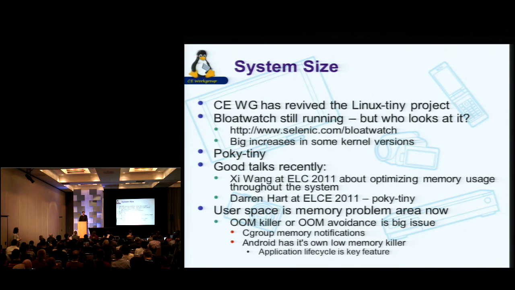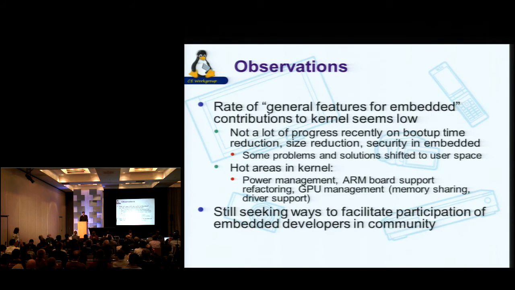Your big problem area is in the application space, and so things like killers and out-of-memory avoidance are pretty critical. That's where the system can help out overall. Android has its own low-memory killer. The one key thing about Android that I think is worth mentioning is that their application lifecycle really lends itself well to managing the memory on the system. It's a very nice aspect of what they've done.